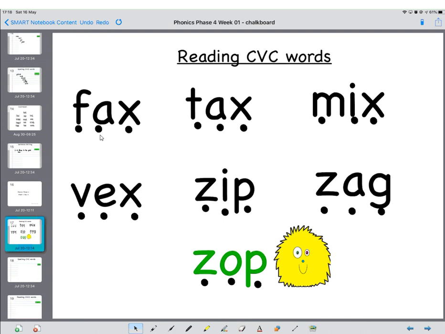So, fax, vex, tax, zip, mix, zag. And wave to today's alien. Zop. Zop. Well done, Year One. And now have a look at those words because you can have a go at spelling some of them.